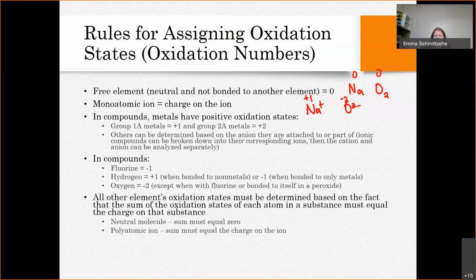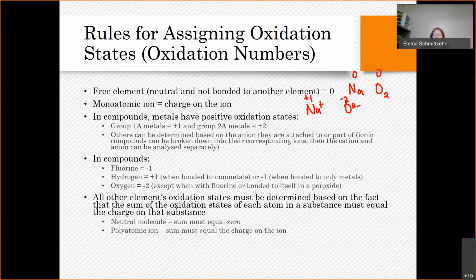everything else, basically you have to determine based on what everything else in the compound is, and knowing the charge on the compound or on the polyatomic ion. So your oxidation states within a substance have to sum to the overall charge. If it's neutral, they're going to sum to 0. If it is a polyatomic ion, so it has an overall charge, it's all going to sum to that charge.